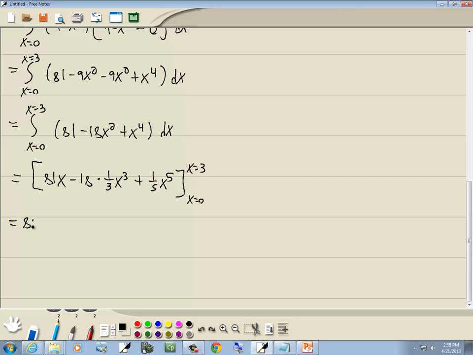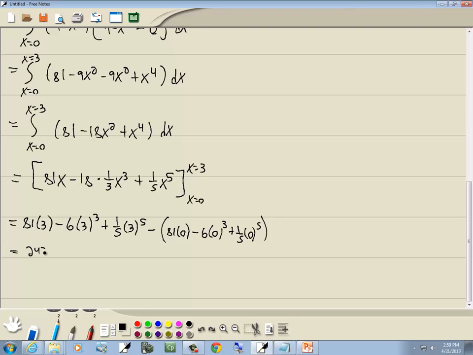So let's see, 81 times 3 minus 18 times 1/3 is 6. And then I'll plug 3 in for the x, so I got 3 to the third plus 1/5 times 3 to the fifth, minus, and I'll put parentheses as it affects everything that follows. I'll put 0 in for the x. So I got 81 times 0 minus, and 18 times 1/3 is 6. So that's 6 times 0 to the third plus 1/5 0 to the fifth. And these zeros all drop away, so I don't have to worry about that.